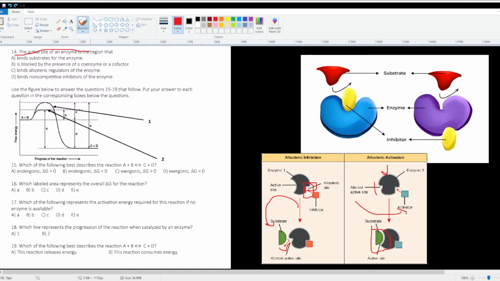So number 14 is asking, the active site of an enzyme is a region that D, binds competitive inhibitors of the enzyme. That is incorrect, right? Because we just went over what that is. Binds allosteric regulators of the enzyme. That is also incorrect because that would happen at the allosteric site. B, is blocked by the presence of coenzyme or cofactor. We'll get back to that one. Or A, binds substrates for the enzyme. So the answer is going to be A, right? Because we just went over that. So let's look at the cofactor real quick.